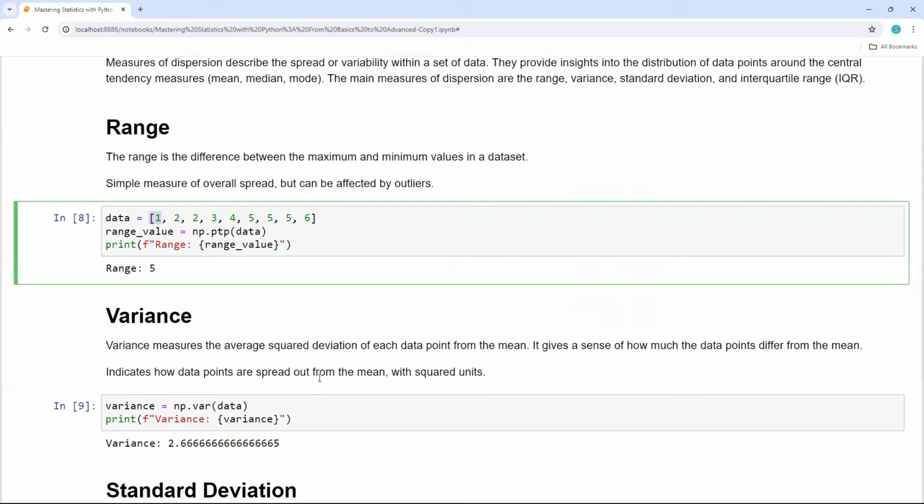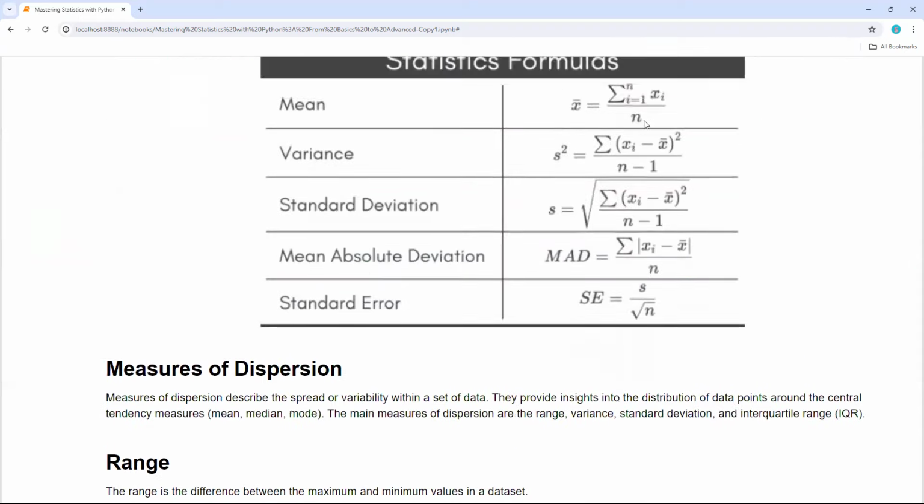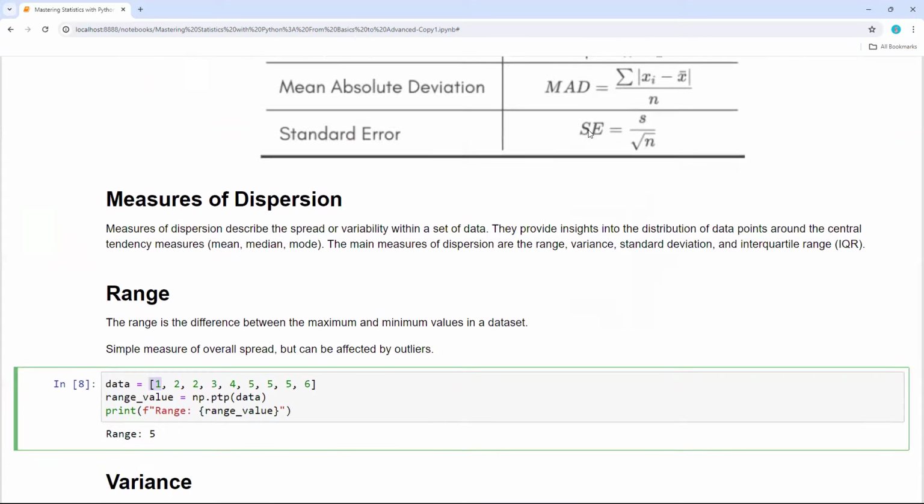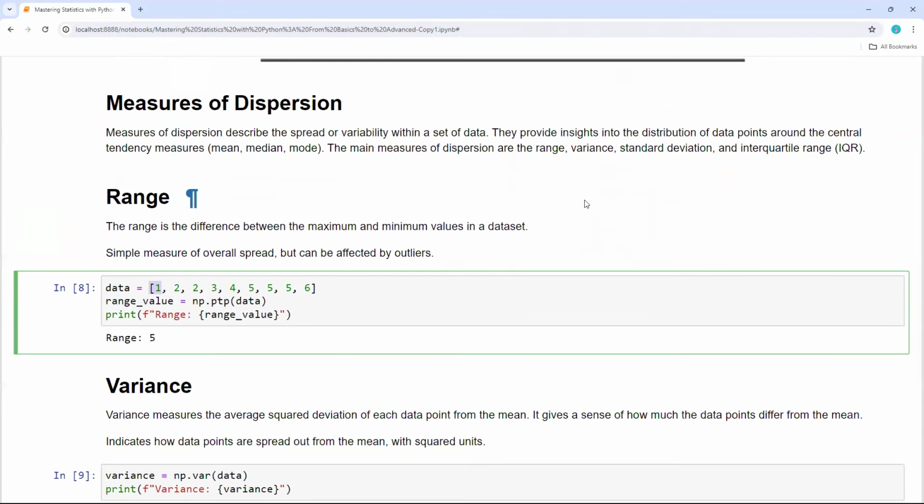So basically my variance formula is: xi, my data points, minus the mean of the entire data, squared, divided by n minus 1. So this is how you can calculate the variance, and it will give us a sense of how much the data points differ from the mean. Each data point, how much it differs from the mean value.